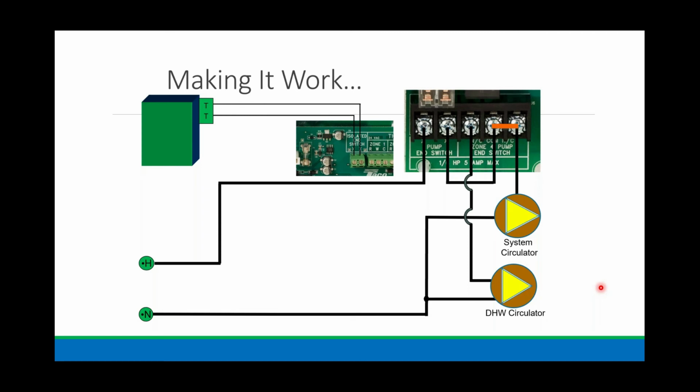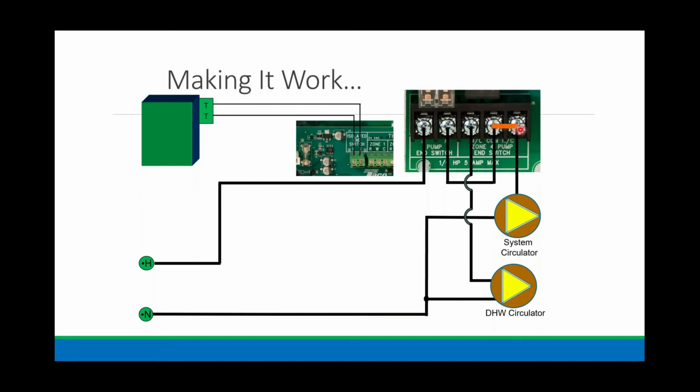So what's going to happen here? How am I going to sequence these circulators? Well, the system circulator has to run when there's a call for heat. So we come into the pump end switch, and that is a normally open switch. This switch will always close when anything on the panel calls for heat. So this switch will close all the time. That means now power will come through the common, and you can see that it goes to this normally closed switch. This switch stays closed unless you have domestic priority energized.